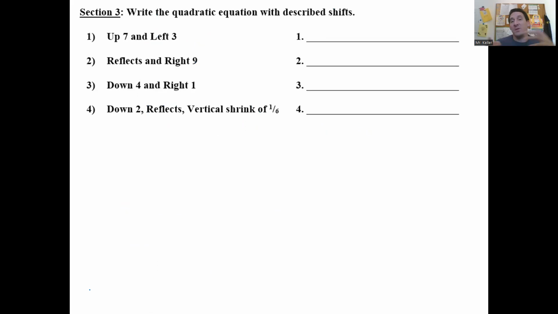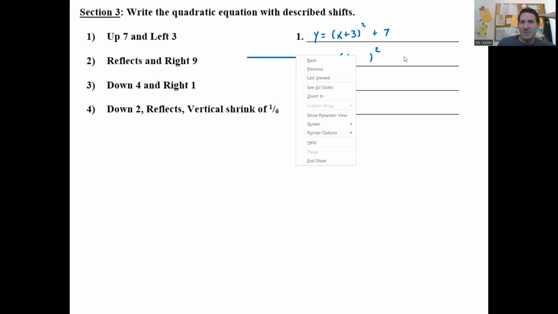All right, so here we're going to do the opposite. We're going to be given the shifts, and we're going to write the equation for it. I'm just going to use y's. So up 7 is going to be a +7 on the outside. Left 3 is going to be a +3 on the inside. It's opposite what you want. So here, y is equal to, it reflects, so there's going to be a negative out front. It's right 9, so there's going to be parentheses. It's right, and so that needs to be opposite of what we think. Right would normally be plus, so it's going to be minus 9.